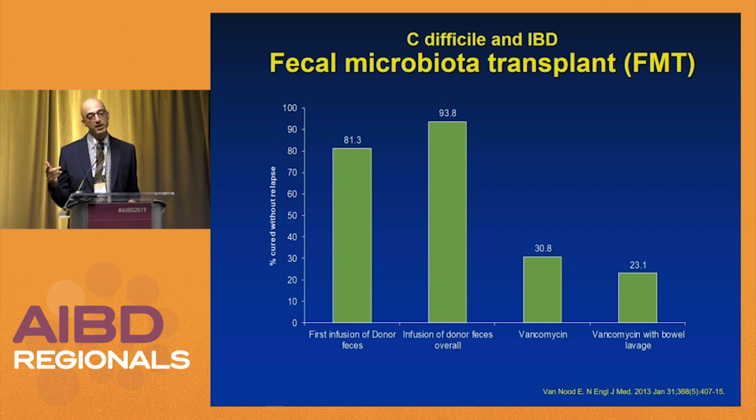And you can see here with a single infusion, 80% of the patients had cure of their C. diff or prevention of recurrence, compared to just 30% of patients who had a recurrent course of antibiotics in a group of patients who had recurrent disease. So FMT is vastly superior to retreatment with antibiotics in patients with recurrent disease.